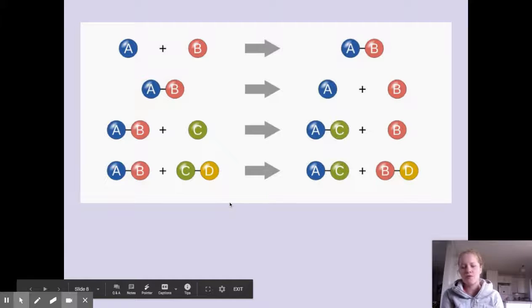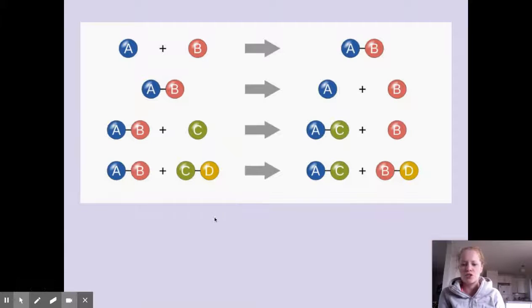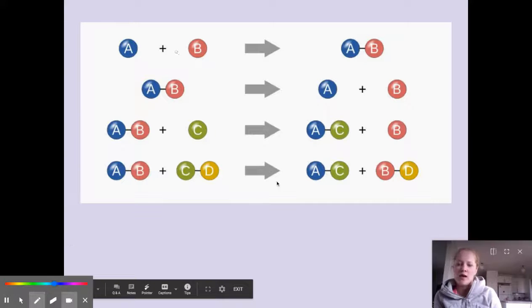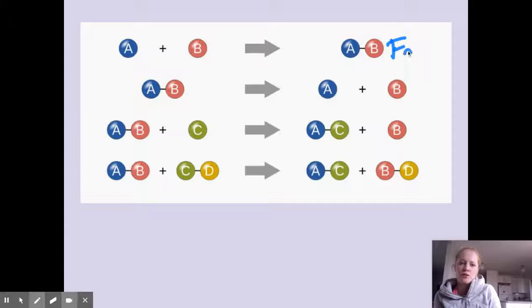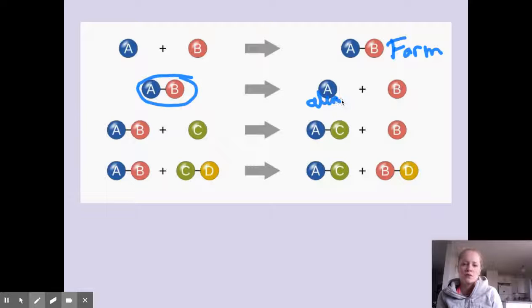So this is sometimes the format that you'll see them in, just general form. So we have A plus B gives you AB. So this is your formation. Started with your basics, separate elements combined to make a compound. The second one, this is your decomposition. You start with a single compound and it breaks apart into its elements. Okay, so this is a decomp.